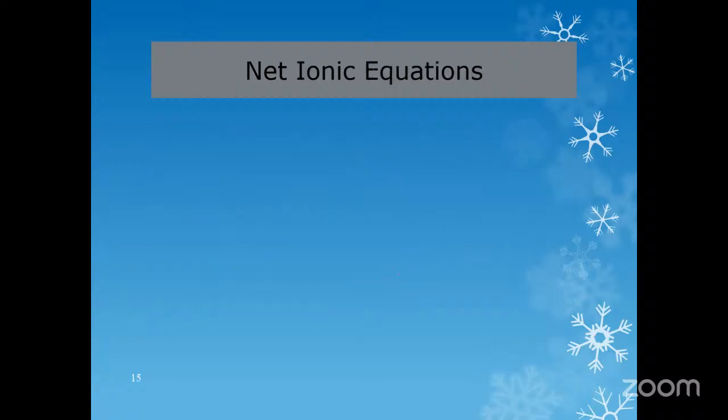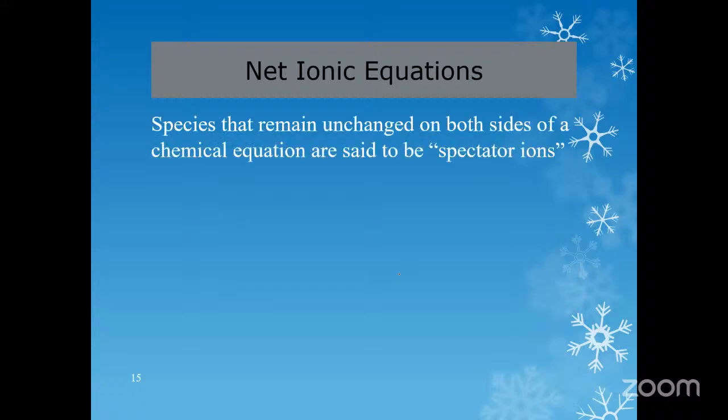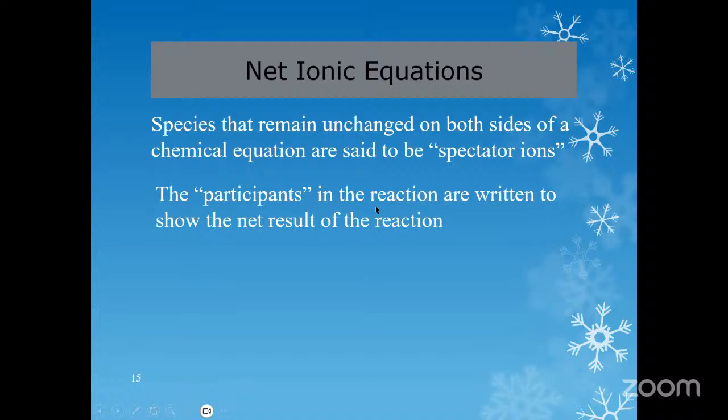So let's talk about how we write down what are called the net ionic equations for a neutralization reaction. In order for us to do that, we need to identify those species that remain unchanged on both sides of the equation. We call those species spectator ions. They're spectator ions because they do not take part actively in the reaction itself. The participants in the reactions are the ones that are involved directly and result in product formation.